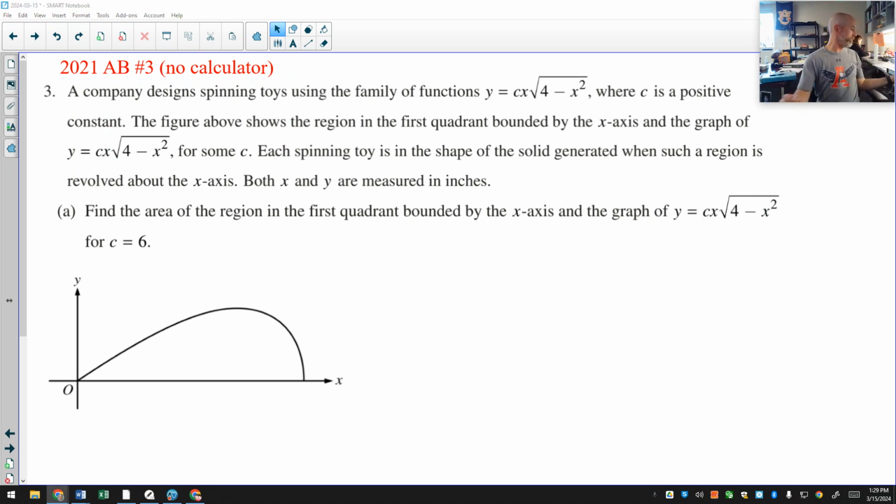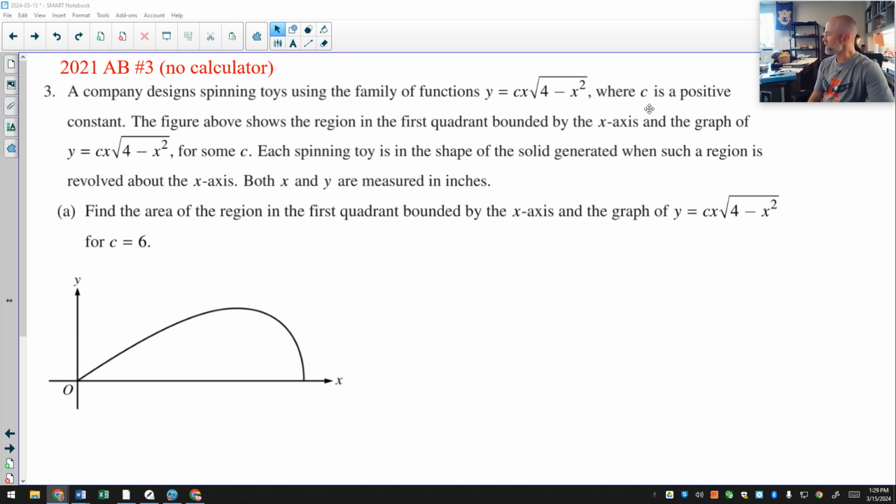This is a very, very scary problem. A lot of words. And one of the challenges, I say this all the time, a lot of times they give you these huge wordy prompts and very little of the big block of text is actually relevant. And we have to learn how to pick out the important stuff. The fact they're making toys and the family of functions. What is this? Family of functions. I don't know. The cousins or who knows.